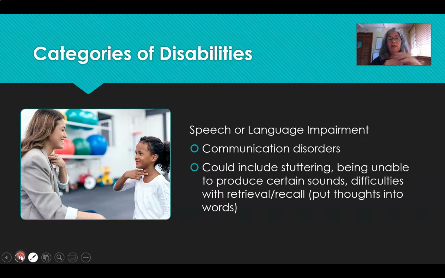Maybe there are certain sounds that they cannot make, or they have a hard time putting their thoughts into articulating them into words. I recall when I was young, I had a speech impairment. I was unable to say the sound for R. And I spent a great deal of time with a speech therapist trying to learn how to say railroad and other words like that. I'm grateful that I had the speech therapist because I was able to overcome that.